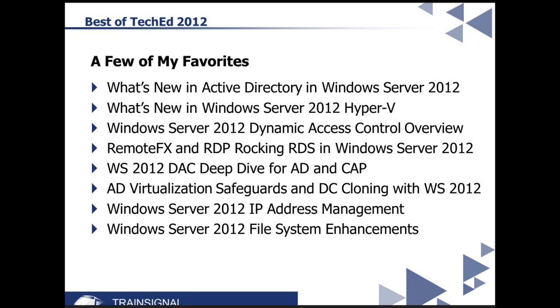Active Directory Virtualization Safeguards and DC Cloning, which is, again, a deeper dive into something that came out of the What's New in Active Directory session up at the top. Windows Server 2012 IP Address Management, and the 2012 File System Enhancements. These were some of the sessions that I keyed in on to make sure that I got to at least a piece of it if I couldn't be there for the whole session, or watched on demand after the fact.